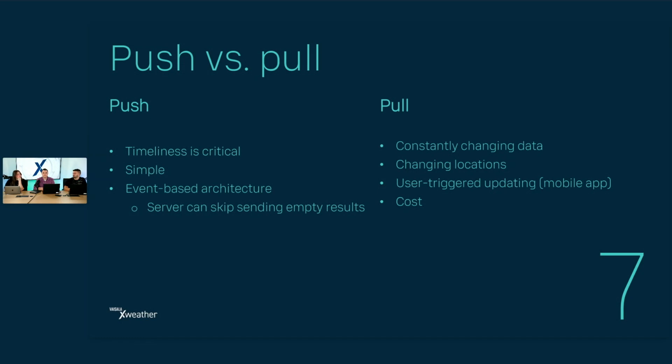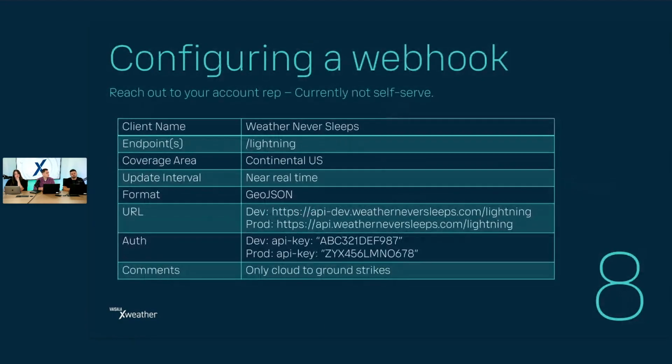Otherwise, user triggered updating as well. That was a good one Brandon thought of: as your users pull out a mobile app, it doesn't make sense to always send observation data and forecast data for that user. Just pull it when they open their app and then they'll get the most up-to-date information. But cost as well: pulling is a little less efficient, but it can be cheaper in some scenarios. But in a lot of scenarios at scale and at an enterprise grade level, push data is the solution that we recommend.